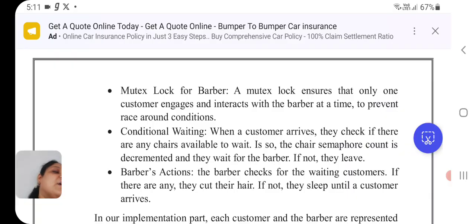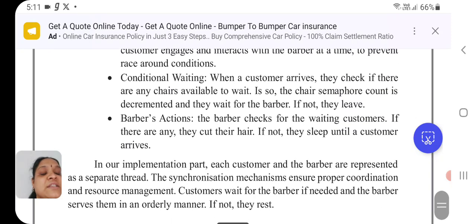In a mutex lock, no two processes can enter the critical section. This we already know. The next one is conditional waiting. When a customer arrives, they have to check if there are any chairs available to sit and wait. So the chair semaphore count is decremented and they wait for the barber. If not, they have to leave. Okay, the barber's actions, that is the last challenge. The barber checks for waiting customers. If there are any, he cuts their hair. If not, the barber sleeps until a customer arrives. So these are the challenges.